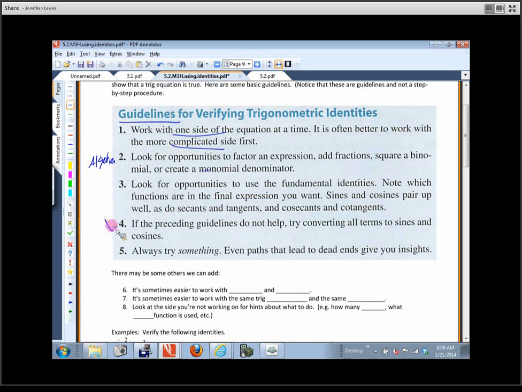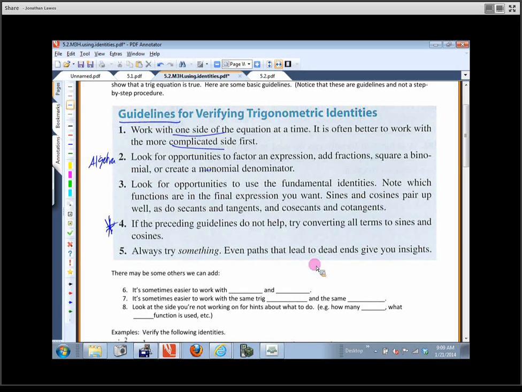I actually like this one before I like working with tangent and cotangent and secant and cosecant. Most people are better at working with sines and cosines. Oh, and I notice I've got a repeat here. Always try something. Even paths that lead to dead ends give you insight.